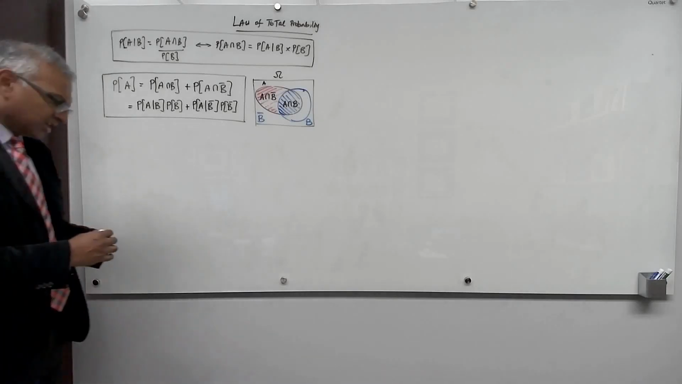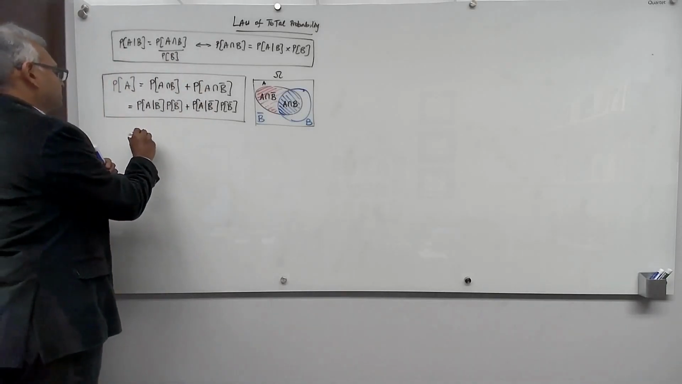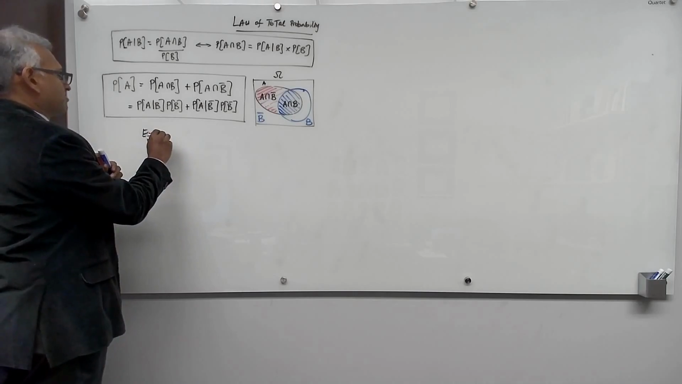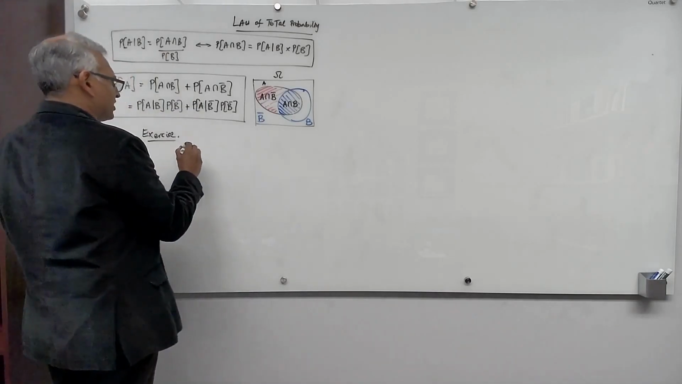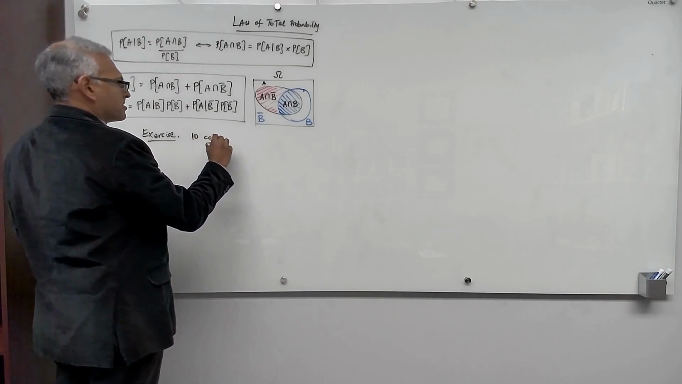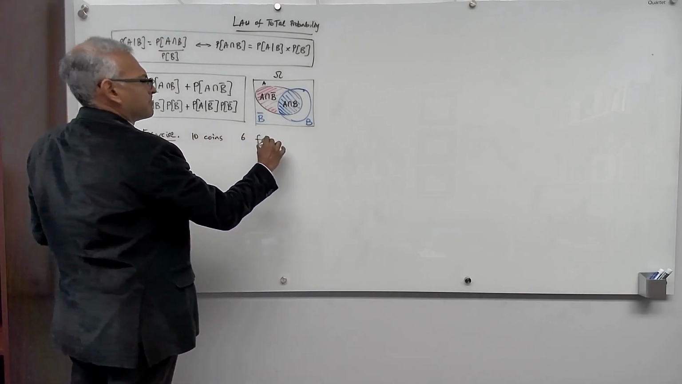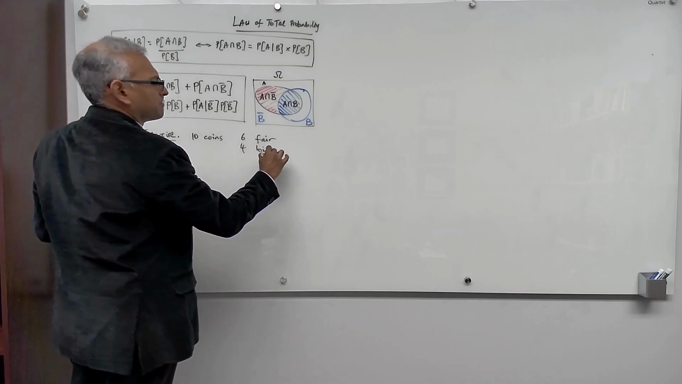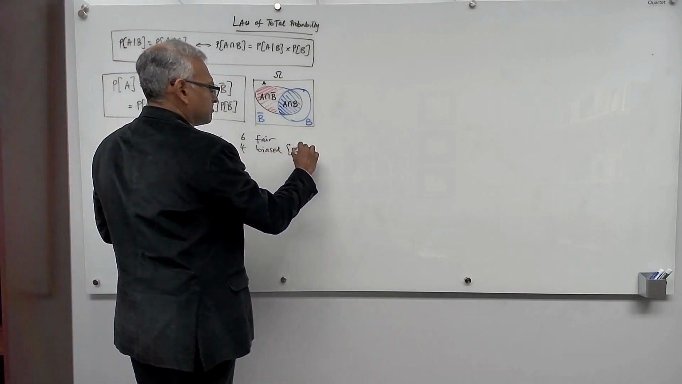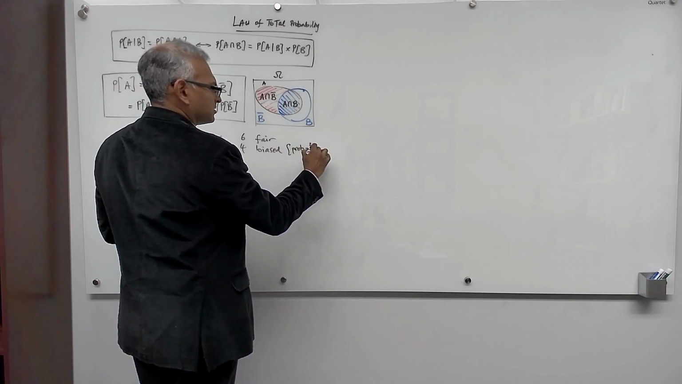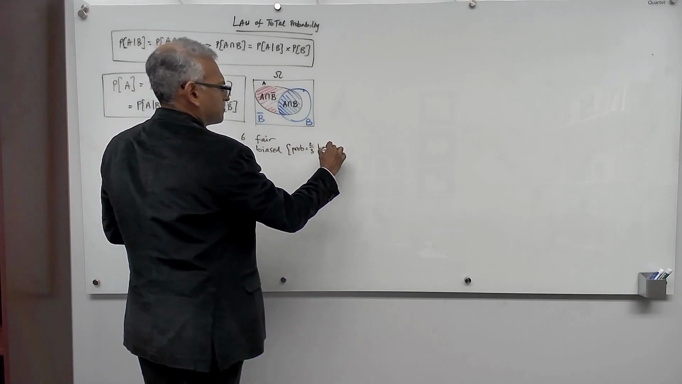Okay, so let me show you something interesting. First, an exercise. So practice the law of total probability. In a box, you have 10 coins: 6 fair and 4 biased. Biased means that the probability of heads is equal to 2/3.